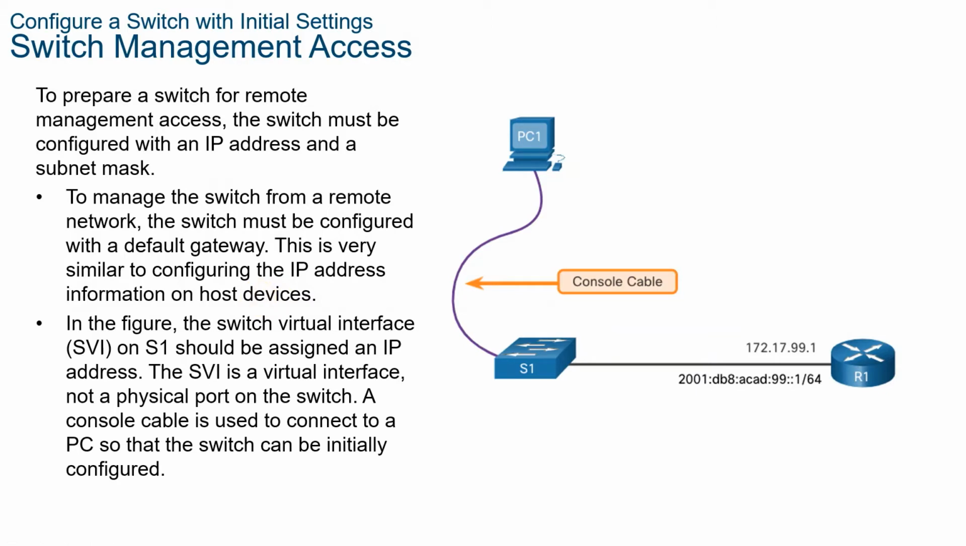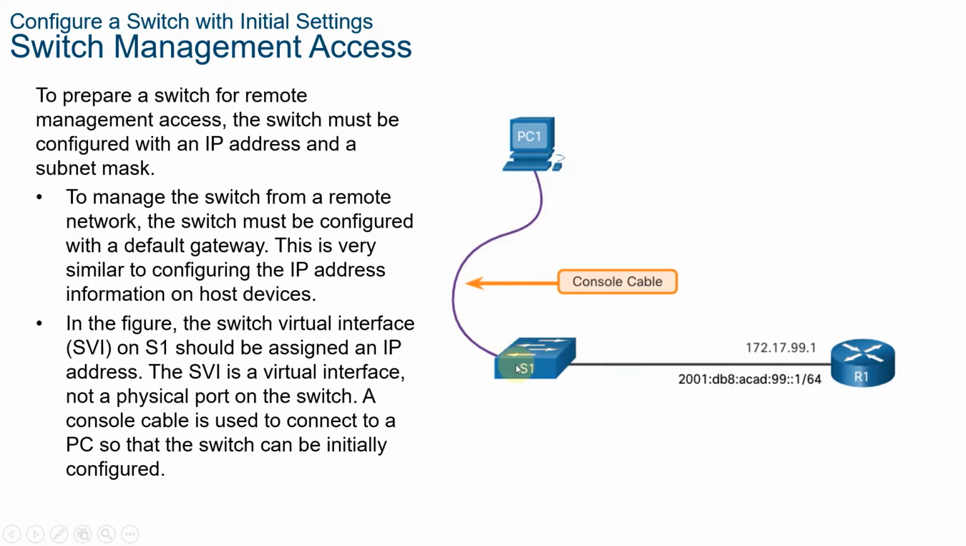Next, let's talk about switch management access. Maybe you will be asking, why do we need to assign an IP address to a switch? The answer is to remotely access the switch, or simply for remote management. To prepare a switch for remote management access, the switch must be configured with an IP address and a subnet mask. For instance, we have here a PC connected to the switch via the console cable.